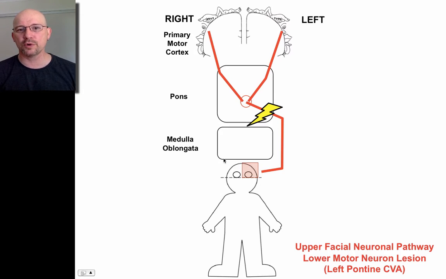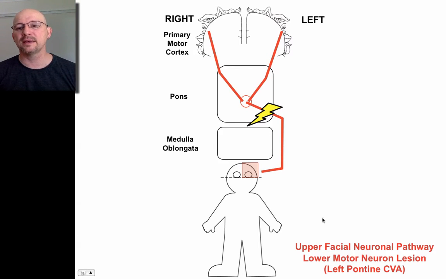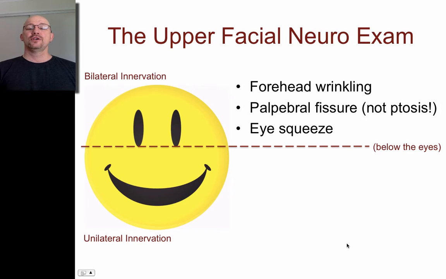So if we had a motor neuron lesion here, I'm not sure if I put it into the slide, but if this one was coming down and we had a lesion on this particular region of the pons, then it would be affecting our right forehead. So you can have isolated right or left forehead hemiplegia, and what that's indicating is a problem in the lower motor neuron. Make sense?